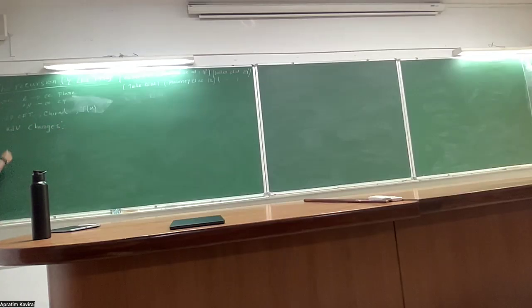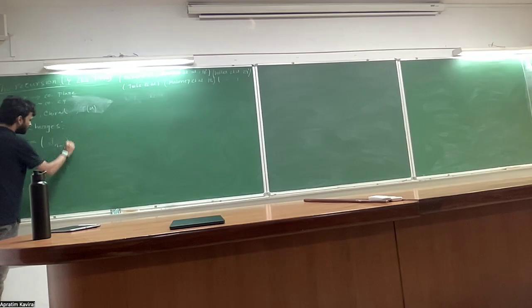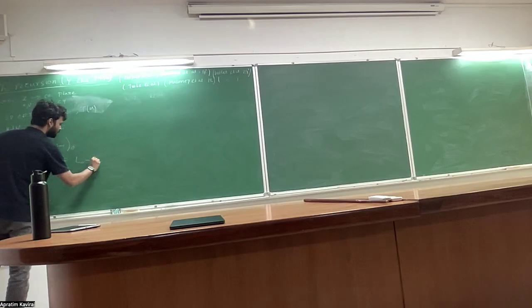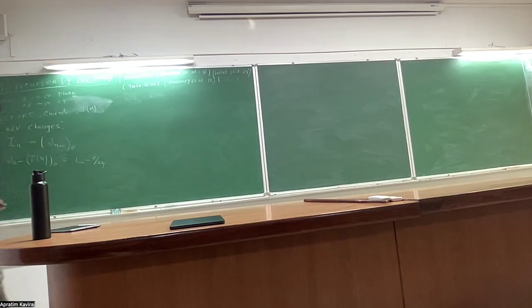So I am writing the first few KdV charges. The n-th charge is the zero mode of the current, which has a weight of n+1. Now I'll list the first few currents which are known. The first current is obviously J2, which is your Hamiltonian, T(u), and the zero mode of that, which is nothing but L0 minus c by 24, where c is your central charge.